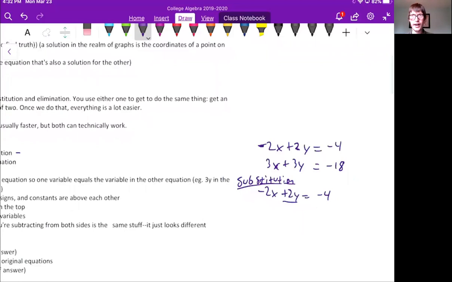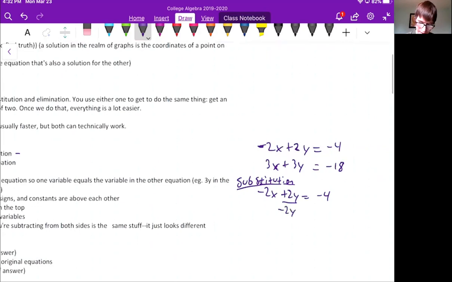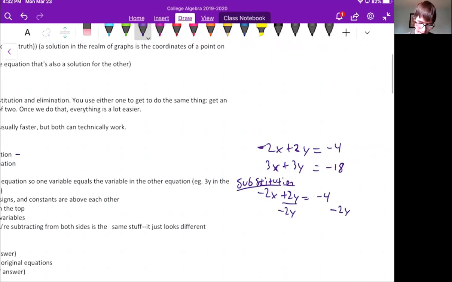So to get rid of that, we do the opposite of what the plus 2y is doing. And what is it doing right now? Right now it's adding. We're adding a 2y. So to get rid of it, we'll subtract a 2y. But what I do to one side, I have to do to the other. So we'll subtract 2y from both sides. So we get minus 2x, plus 2y minus 2y, that cancels out, equals -4 minus 2y. Okay, good. Good so far.